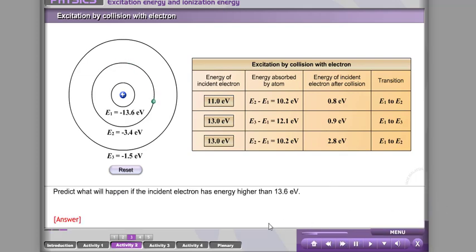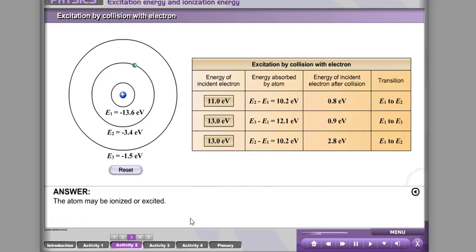Predict what will happen if the incident electron has energy higher than 13.6 electron volt. Answer: the atom may be ionized or excited.